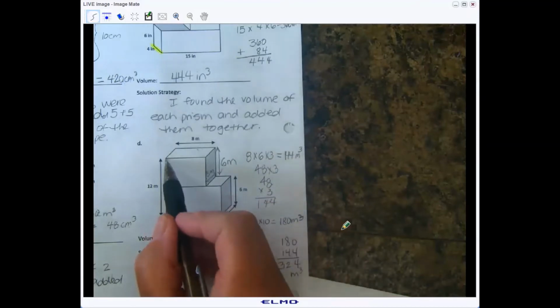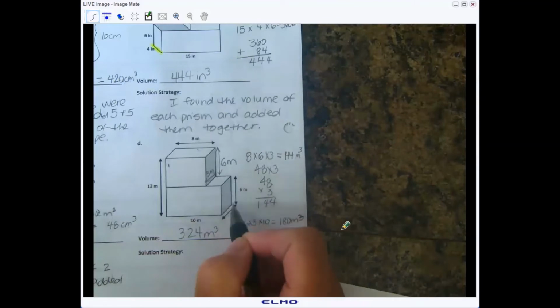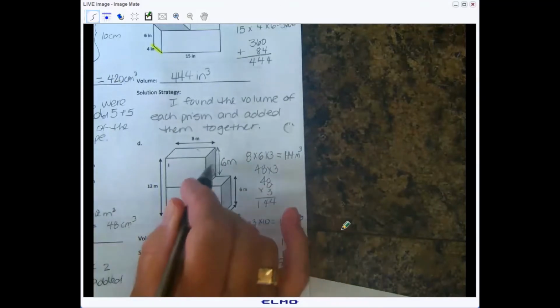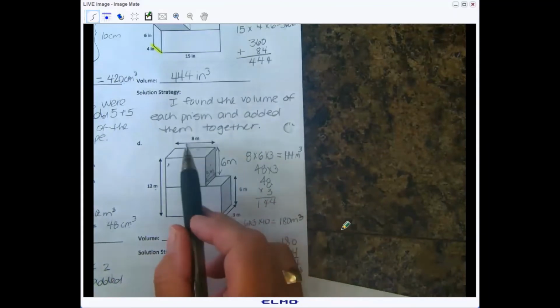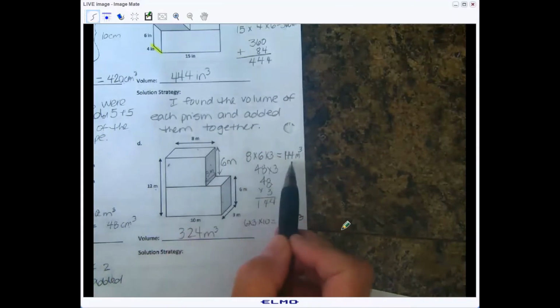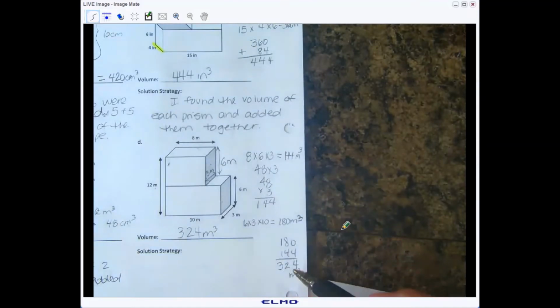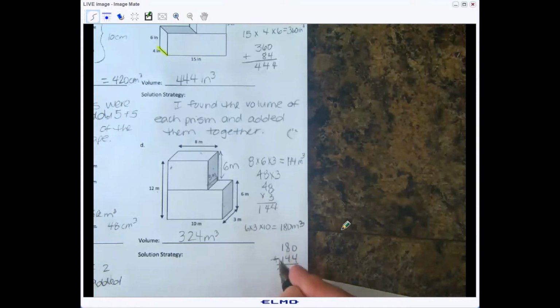How do I know that? The height of the whole shape is 12, and the height of the bottom box is 6. Well, that means the height of the top box has to be 6, so that the two together make 12. So that's how I got my dimensions for the top box, 8 by 6 by 3. It's 144 when you multiply it out. And then you add them together here, and you get 324 cubic meters.